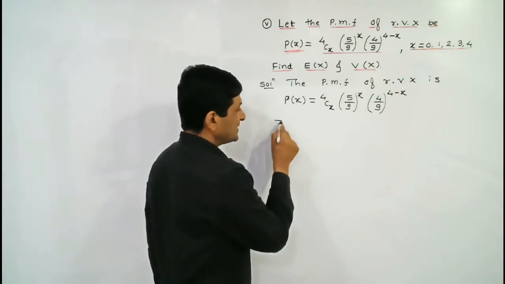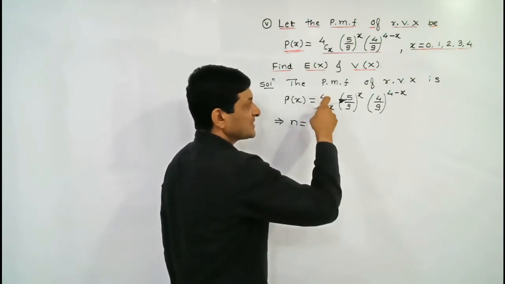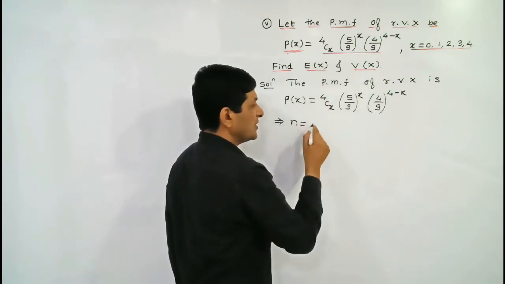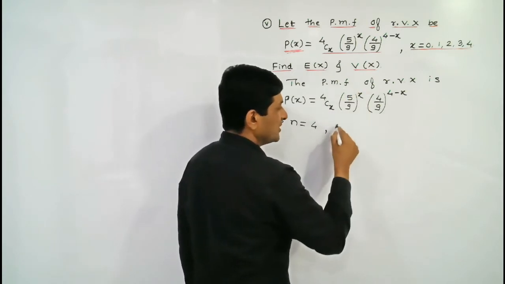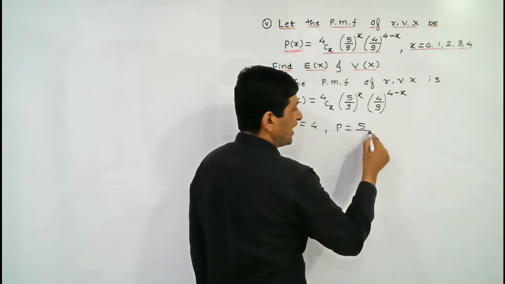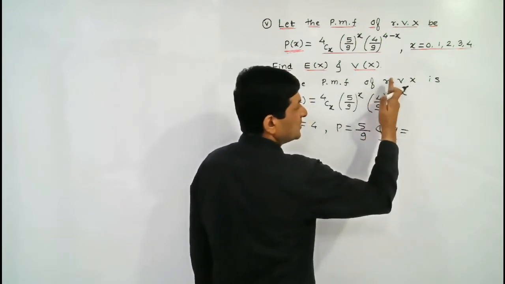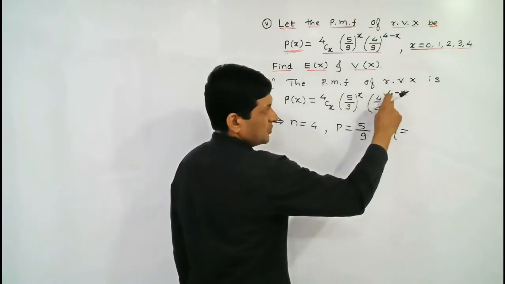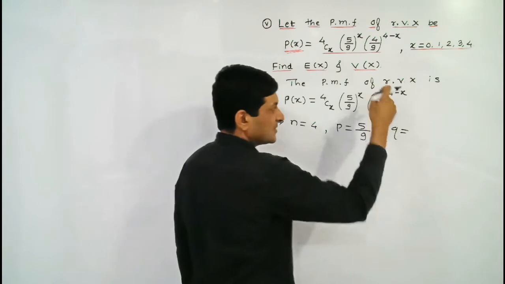From this we are trying to find out the values of n, p, q. So this implies that n will be equals to, if you observe our formula, nCx is there, means n is equal to 4. p raised to power x, means p is equal to, what is the value of p here? 5 by 9, and q is equal to, what is the power of q? n minus x. n is equal to 4. So 4 minus x, if the power is n minus x, means definitely this is the value of q.